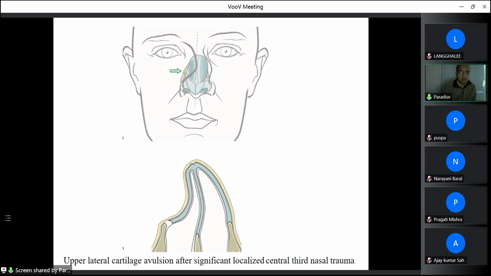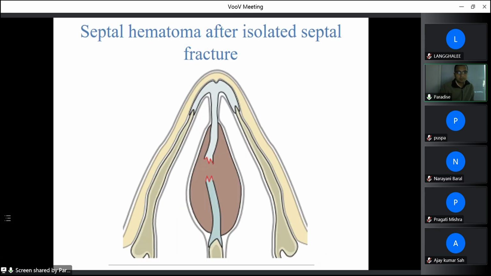Upper lateral cartilage avulsion after significant localized central third nasal trauma. And there is septal hematoma after isolated septal fracture. Sometimes what happens, whenever there is septal fracture, it will lead to septal hematoma. And the important thing in case of septal hematoma is, as you know, the nasal septum is made up of cartilage. It does not have its own blood supply. It depends on the surrounding structure. So whenever there is trauma over the nasal septum, if there is septal hematoma, it is an emergency condition.